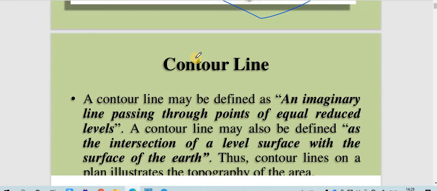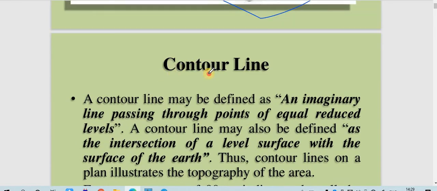The definition of a contour line: it is an imaginary line passing through points of equal reduced level. The line showing 20 meters indicates that all the points on this line have a reduced level of 20 meters. So it is an imaginary line passing through points of equal level. This particular line represents the 20-meter level. It can be 30 meters, 40 meters, or 100 meters. This 20 meters is nothing but the reduced level, which is the elevation of that point from the mean sea level.